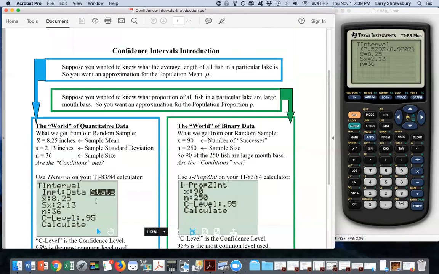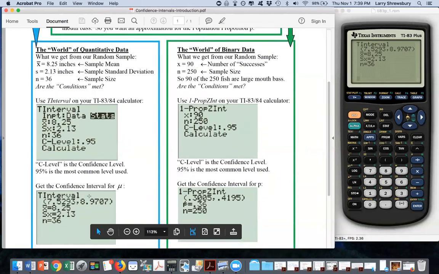All right, well, let's go over here to the world of binary data. So over here, it's binary data, so you've got a sample size of 250. So essentially, you're going through the fish and you're throwing them into 2 piles. One pile are those largemouth bass. The other pile is the not largemouth bass. So try and get clear on the big, huge distinction here. You're just counting. So then I go through and I count how many are in that pile of the category of interest. 90 of the 250 are largemouth bass.